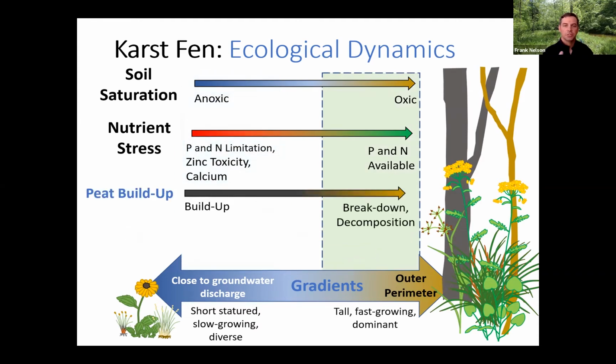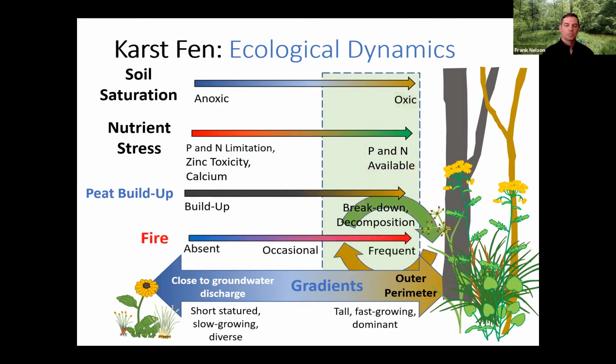Additionally, there's peat buildup as you get further away, more oxic conditions, you have more breakdown and decomposition, and therefore you have this cycle of more nutrients available for plants. Now, fires definitely occur within the Ozarks in the upland system. However, this is typically further away. More intense fires are occurring further away from that groundwater discharge. And this is really something important to think about: if you're trying to control woodies in a fen, you might actually be breaking down and making nutrients more available, which is why perhaps those woodies might be there in the first place.